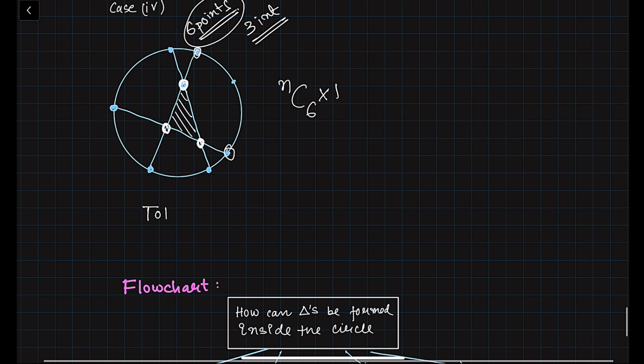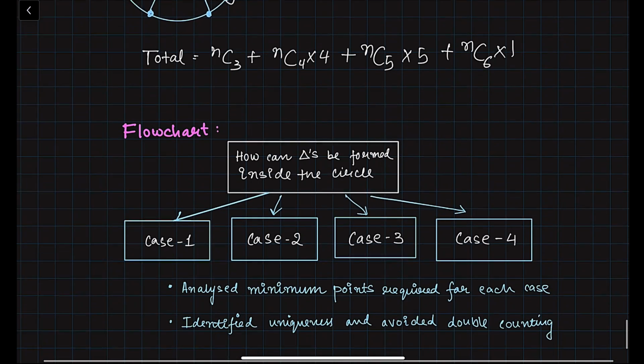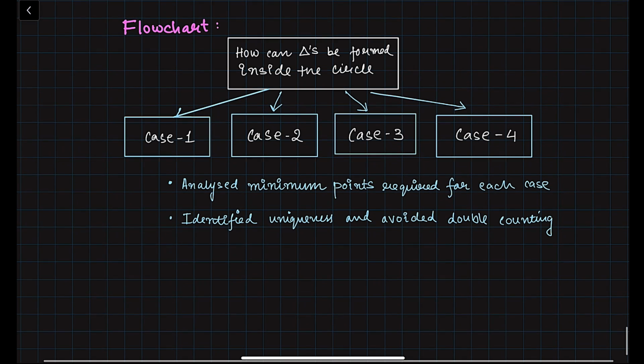So the final answer is first case NC3 plus. Second case we took 4 points and corresponding 4 triangles. Third case NC5 corresponding 5 triangles. And last case NC6 into 1. Okay. So this is the overall flow chart of our problem.